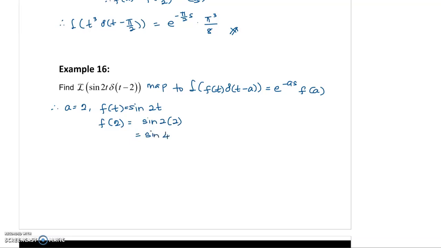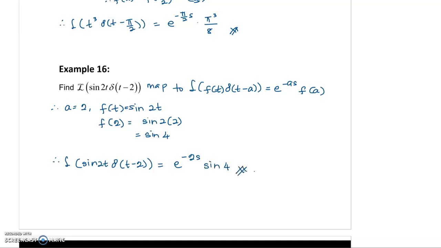Or equivalently, a decimal number according to your calculator. So therefore, the Laplace of sine 2t delta t minus 2 is equal to exponent negative 2s times fa, which is sine 4. Okay, so that's it.